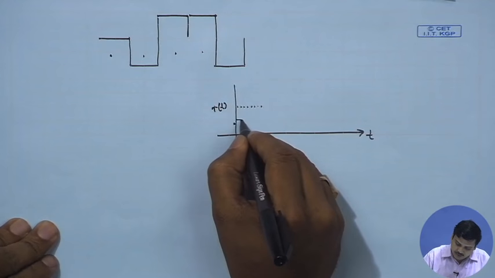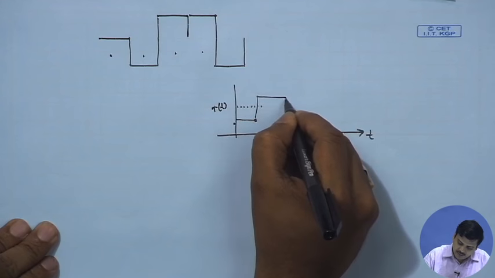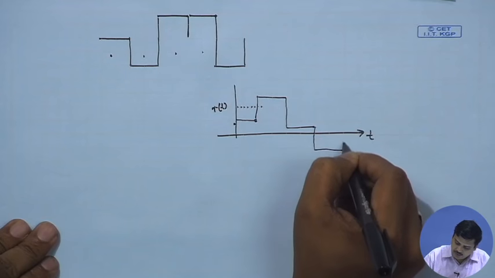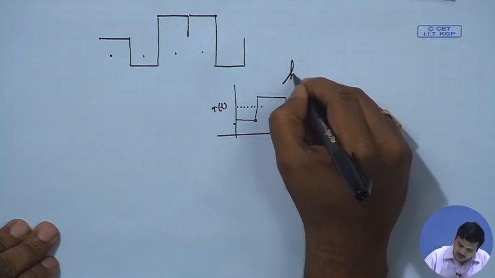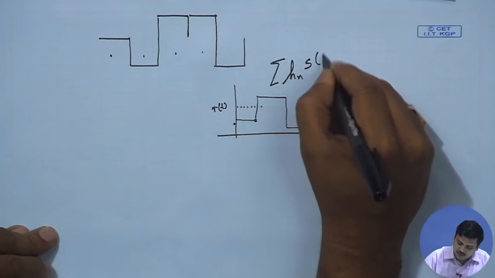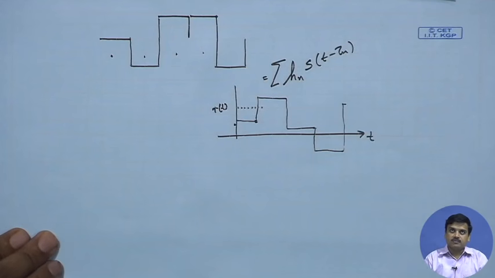So, the signal amplitude could be here and the next time instant signal amplitude could be anywhere. We are not sure where the signal amplitude will lie, because that would depend upon the coefficients h n, and there is a summation of all of these coefficients. So, we have an arbitrary sequence which comes at the receiver.